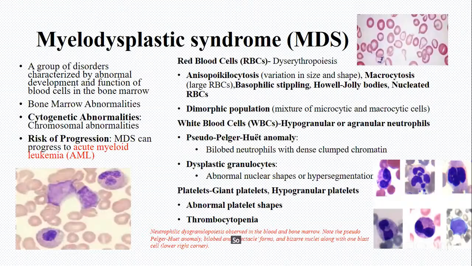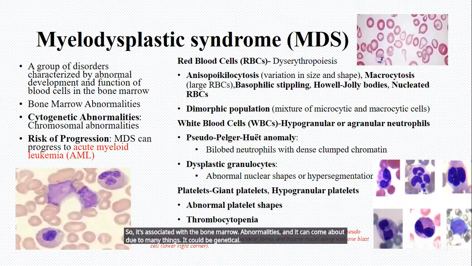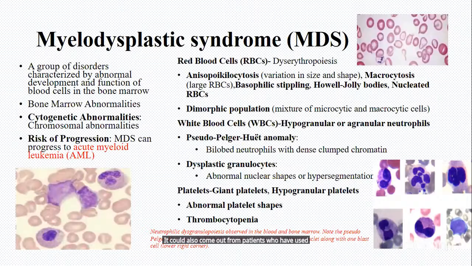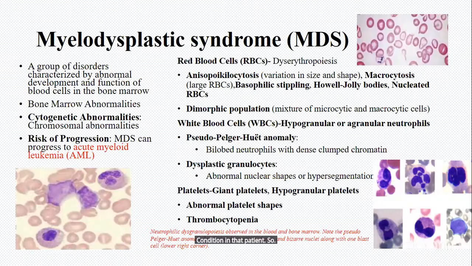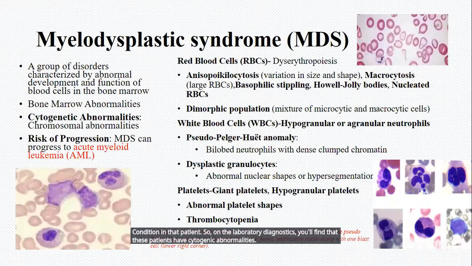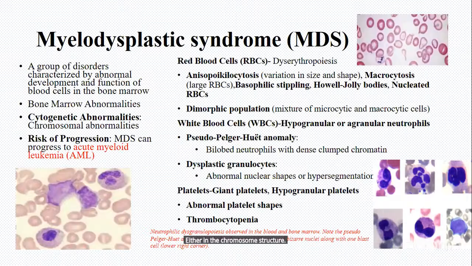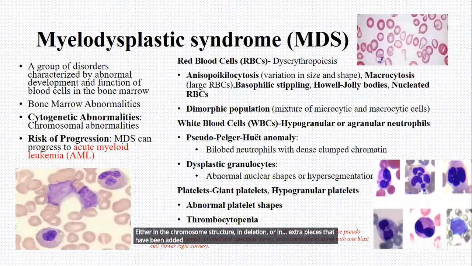So it's associated with bone marrow abnormalities, and it can come about due to many things. It could be genetic. It could also come from patients who have used some cancer treatments. It develops as another secondary condition in that patient. On laboratory diagnostics, you'll find that these patients have cytogenetic abnormalities, either in the chromosome structure, in deletions, or in extra pieces that have been added on the chromosome. So there is a risk of progression: this one can end up becoming acute myeloid leukemia if not well identified.